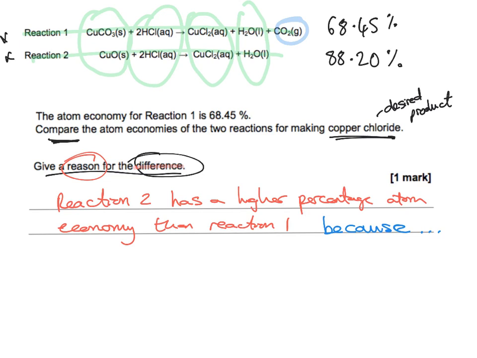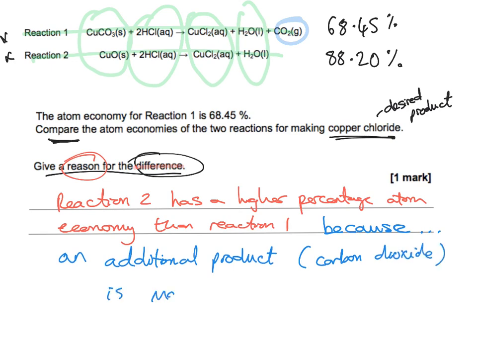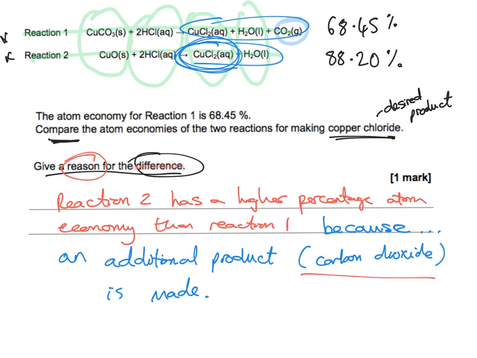So reaction 2 has a higher percentage atom economy than reaction 1 because an additional product, carbon dioxide, is made. So I've given a reason why: instead of making 2 products, I've made 3, so therefore the percentage atom economy of creating the thing that I want is going to be lower. I've also been specific by saying what the additional product made was.